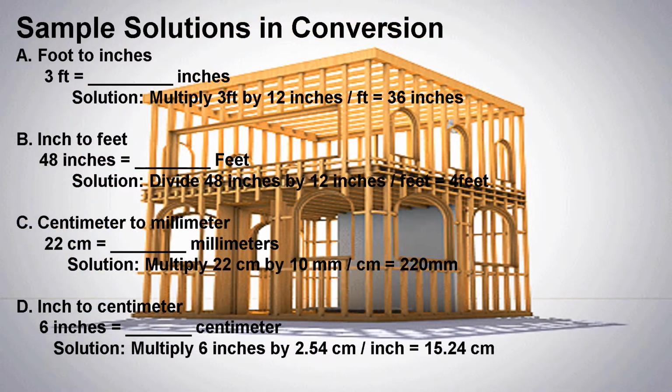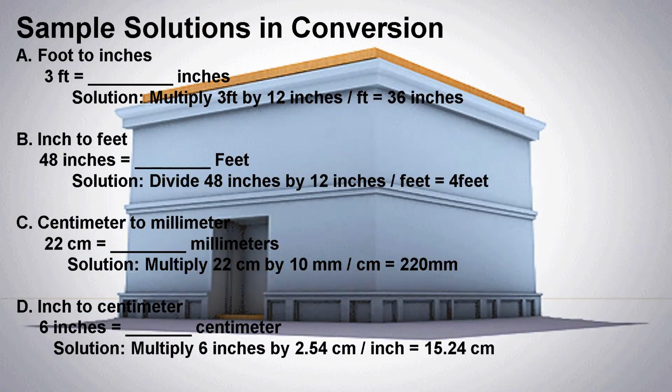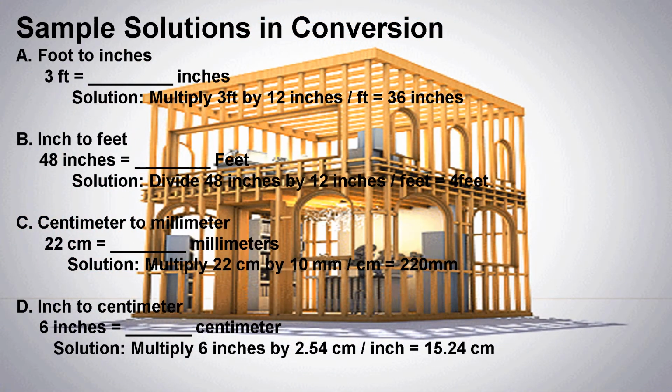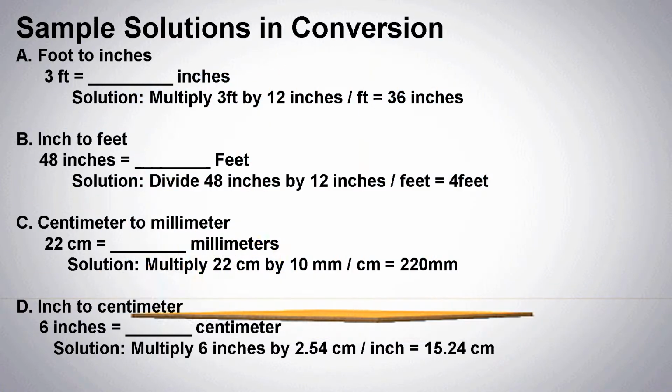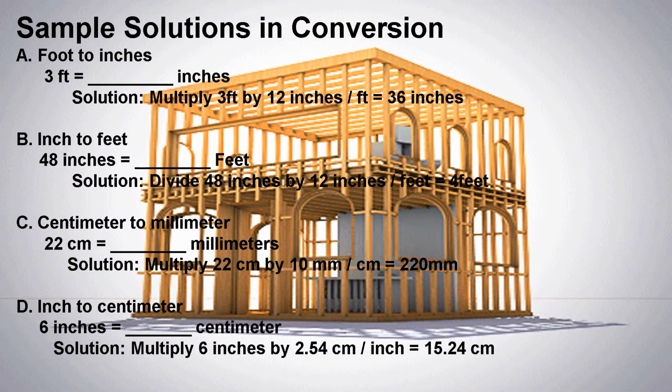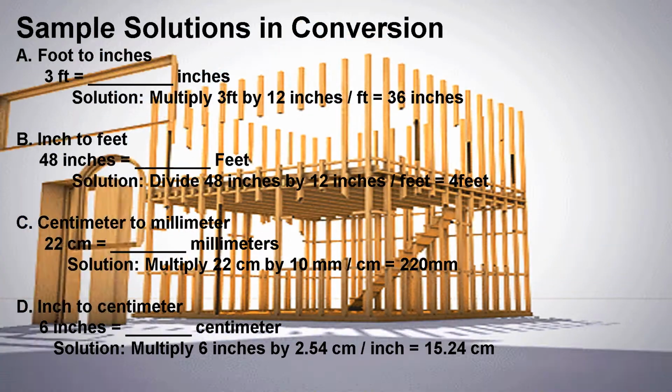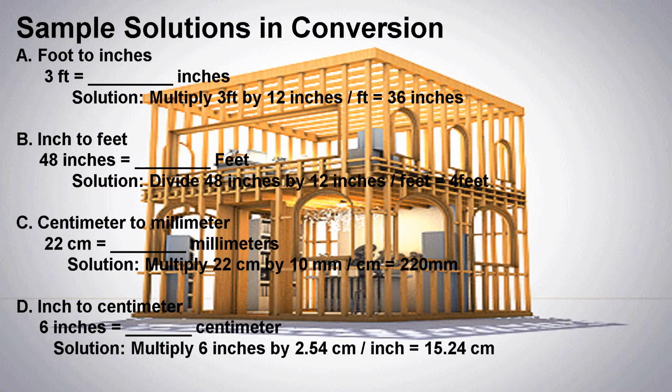These are the sample solutions in conversion. A, we have foot to inches. 3 feet is equal to blank inches. Here is the solution. Multiply 3 feet by 12 inches over feet is equal to 36 inches.